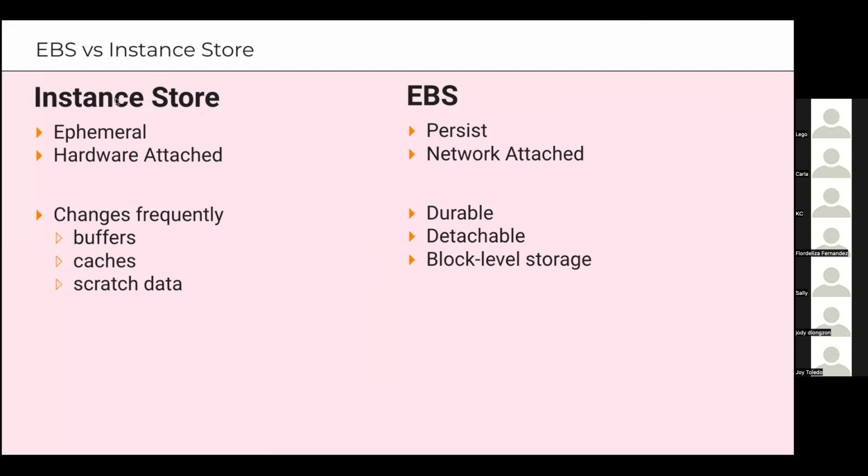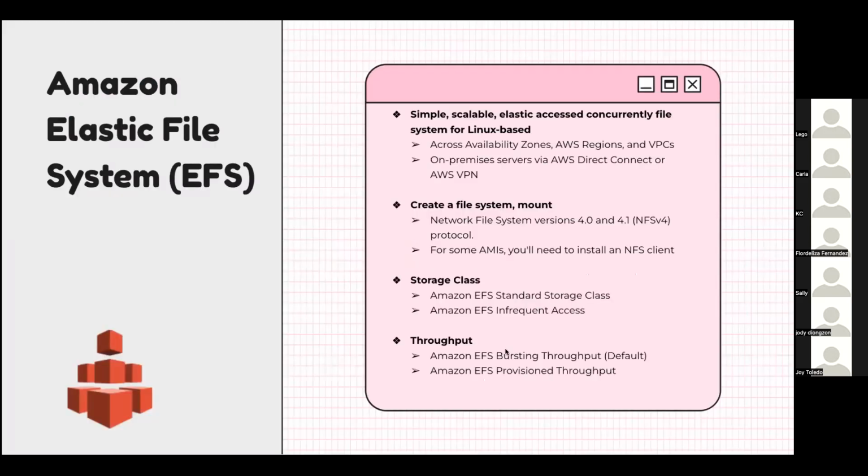Okay, so again, recap: instance store is ephemeral, hardware attached, with use cases for buffers, caches, scratch data; EBS is persistent, network attached, durable, detachable, block-level storage. That is what your EBS is for. Okay, for multiple shared instances, you can use EFS instead. Okay, it's a simple, scalable, elastic, concurrent-access file system and available across availability zones.